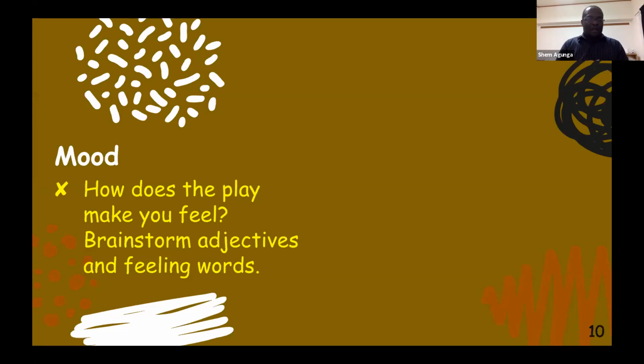The mood of the play: how does the play make you feel? This is the point where you really need to brainstorm on the adjectives and the feeling words, descriptive words that are going to help you understand how you feel about the play.